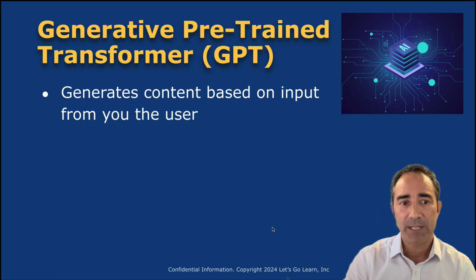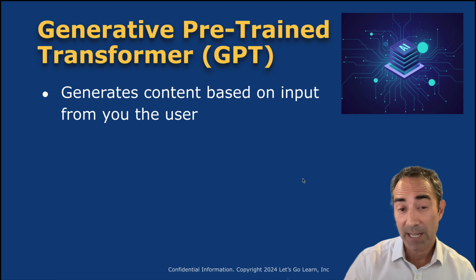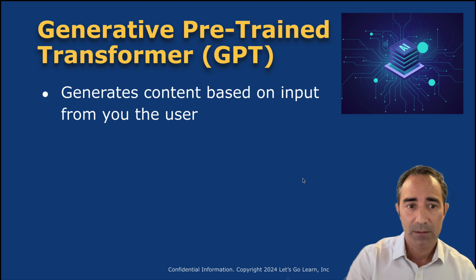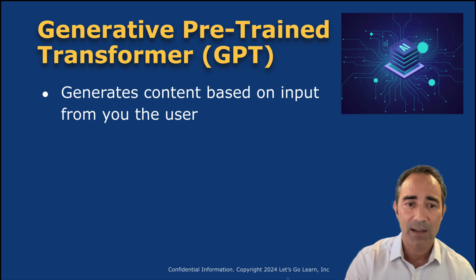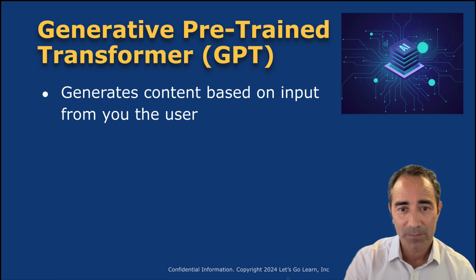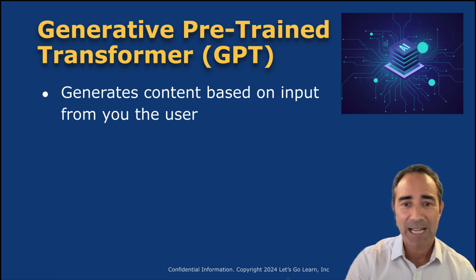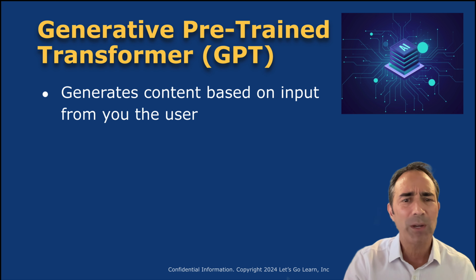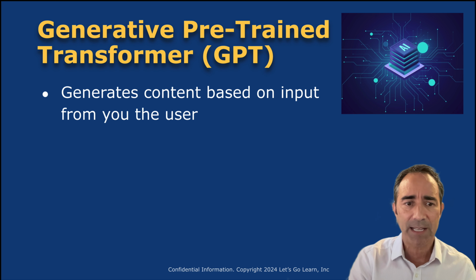So first of all, the first part, generative: generating content based on input from the user. So what this means is that you can generate content through language. So you could say, hey, give me a list of the best restaurants in my area. Or I'm traveling to so-and-so and I need restaurants that have a good ambiance. Whatever it is, it's basically generating content as you give it input.